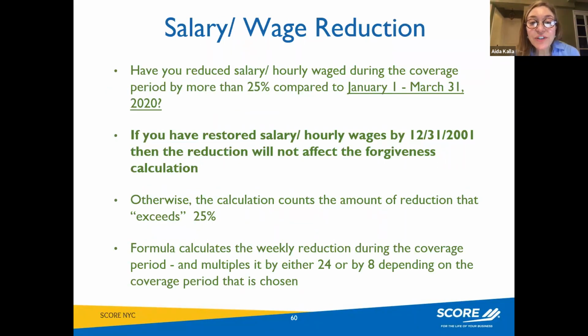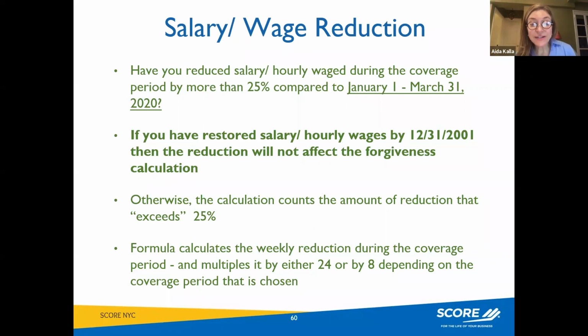Okay, salary wage reduction. Now think about things always in two categories. One is your headcount and how you calculate that, and the other is your actual salary / wages that you're giving out. So if you start with the salary / wage calculation, what you basically do is you are going to compare what happened with that. You're given a reference period of January the 1st to March 31st. And you look at the salary calculation there and you compare it to what you've done now during the covered period, whether it be an 8-week period or a 24-week period.